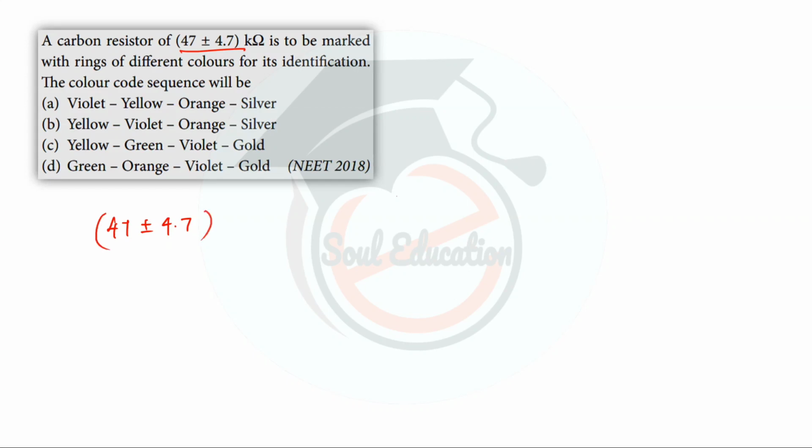Okay, so kilo ohm means 10 to the power of 3 ohm. So if I bring the 10 to the power of 3 inside, it is 47 into 10 to the power of 3 plus or minus 4.7 into 10 to the power of 3. So 47 into 10 to the power of 3, almost its value is 47,000.